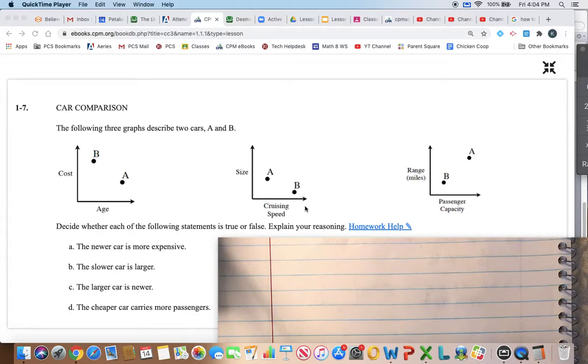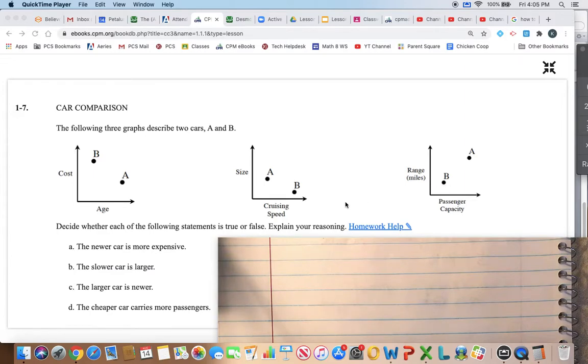All right, let's look at cruising speed. So here it looks like B is the faster car and A is a little slower, but B is smaller in size. So B is a small, fast car, and A is a slow car, but it's bigger. All right, let's look at the last graph, passenger capacity. Okay, so A can carry more passengers than B. That goes along with it being a smaller car. And the range in miles, apparently A can go farther than B. That's probably like on one tank of gas.